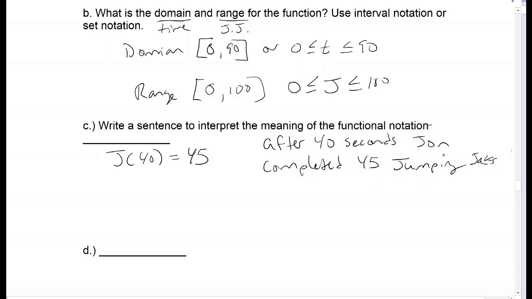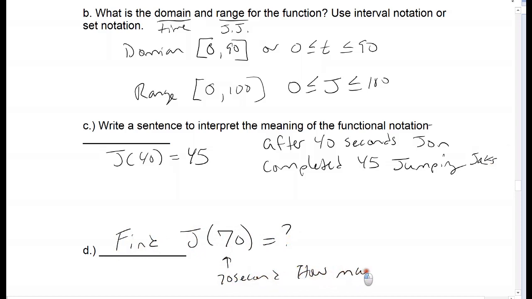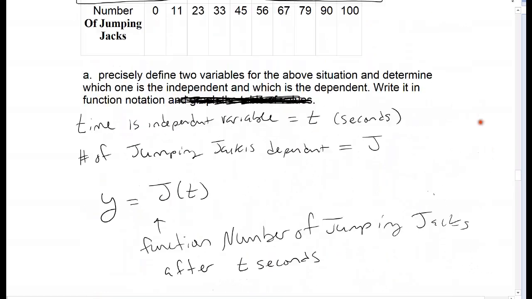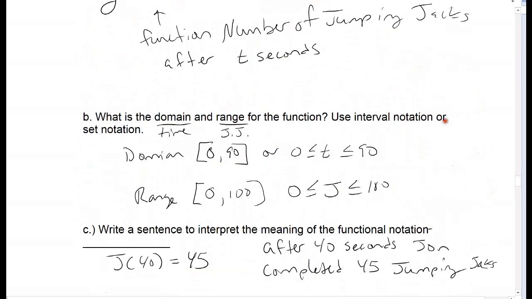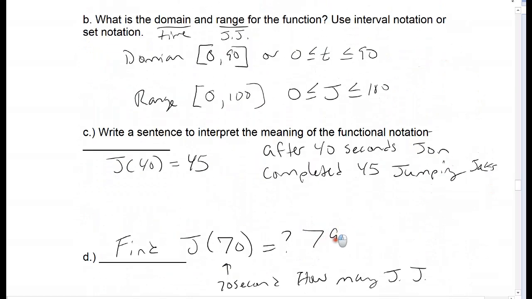All right, the next one is asking you to solve for it. Find J of 70. That means at 70 seconds, how many jumping jacks did he complete? I have to go look at my table. At 70 seconds, he completed 79 jumping jacks. So the answer is 79. I'm going to just use JJ for jumping jacks.